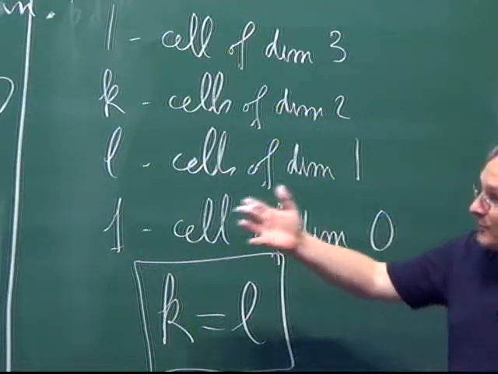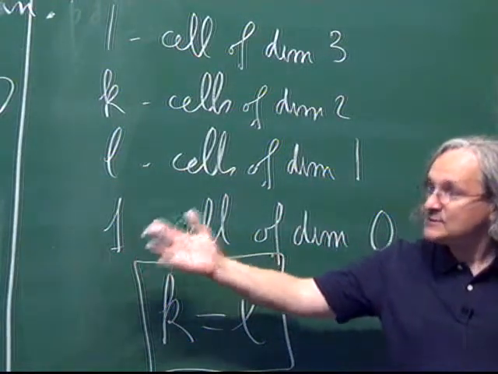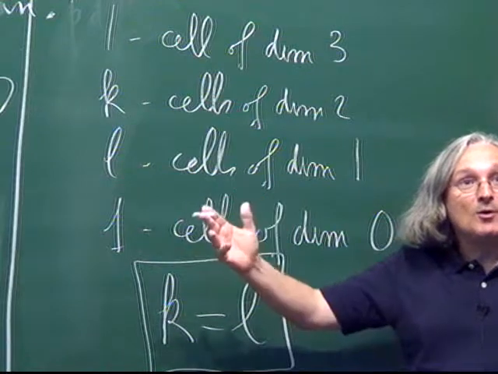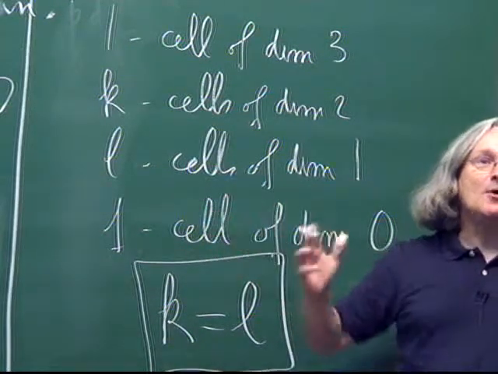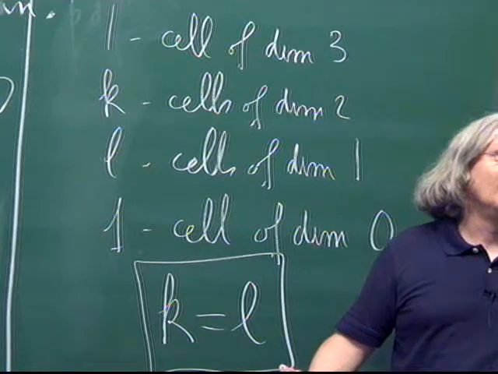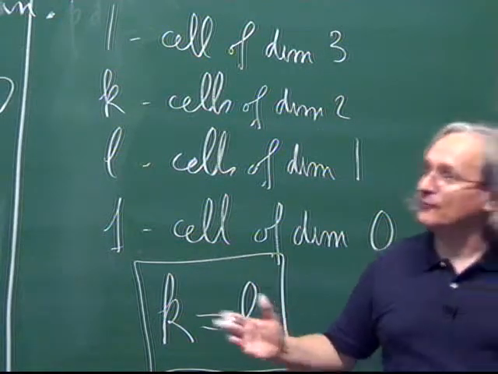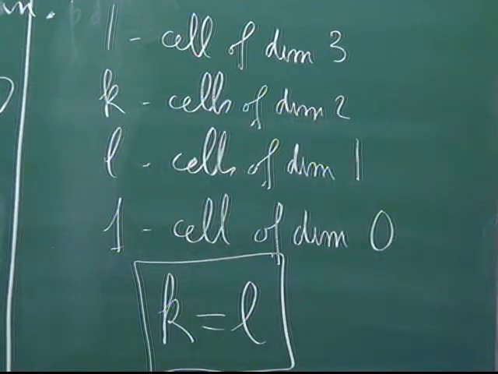Therefore, the fundamental group of the 3-manifold has the property that the number of generators is equal to the number of relations, which is very different from what we had in dimension 2. We had a huge number of generators and only one relation. Here we have many relations and the same number of generators and relations.